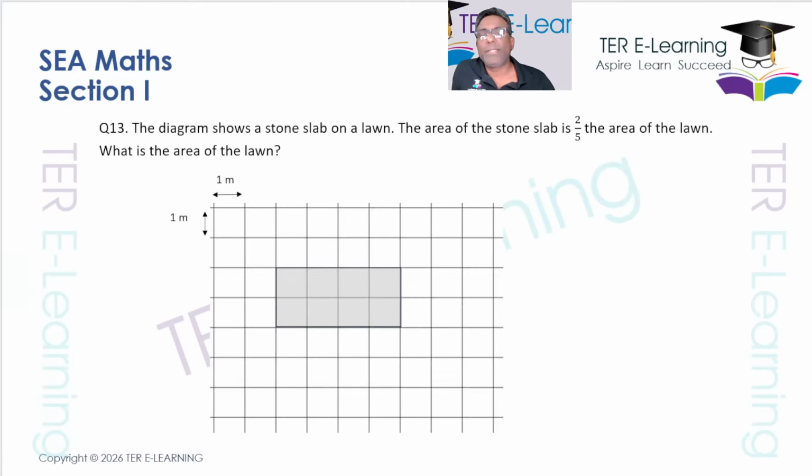All right, question 13 here. We have a diagram and it shows a stone slab on a lawn. The area of the stone slab is 2/5 the area of the lawn. What is the area of the lawn here? Have a look at this question quickly.